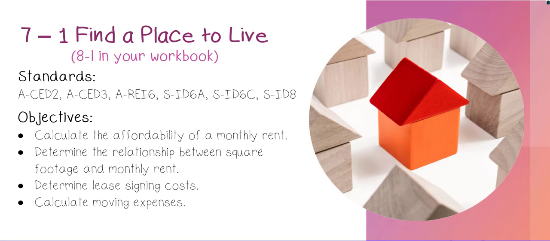We're starting a new unit on independent living, and the first section is 7.1 Find a Place to Live. This is 8.1 in your workbook. The objectives are to calculate the affordability of a monthly rent, determine the relationship between square footage and monthly rent, determine lease signing costs, and calculate moving expenses.